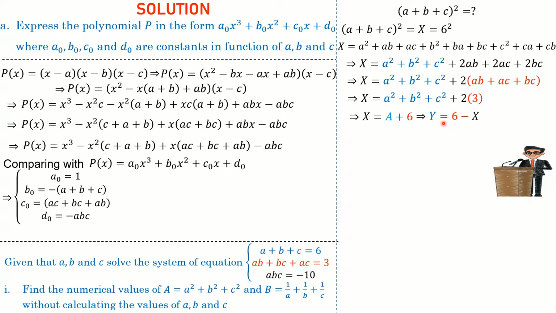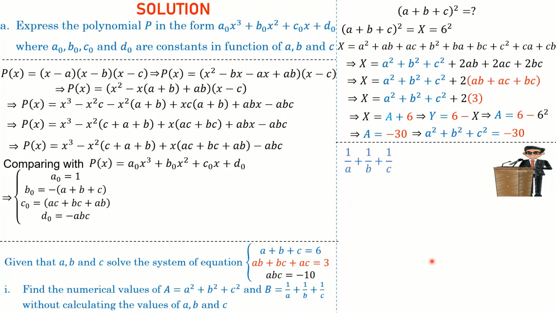Now what is X? Actually this is supposed to be A and not Y. So A is equal to 6 minus X, but we know the value of X. X is equal to 6 squared, so it means our A will give us negative 30. That is 6 minus 36. So a squared plus b squared plus c squared is equal to negative 30.